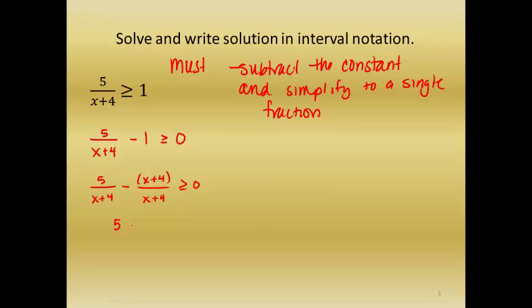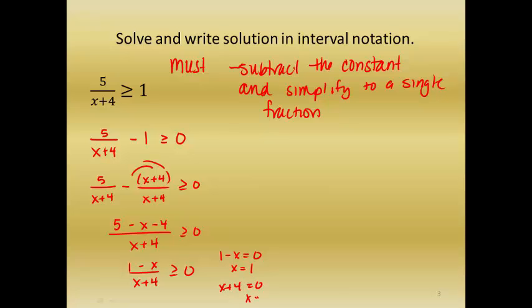So now I have 5 minus x minus 4, because I am distributing, over x plus 4 compared to 0, or I have 1 minus x over x plus 4 compared to 0. At this point, I can determine what values I want to put on my number line, and that is when the numerator equals 0, and that would be when x equals 1, or when the denominator equals 0, which means x equals -4. So the two numbers that go on my number line are determined by the numerator and denominator, but you have to go through these other steps first.